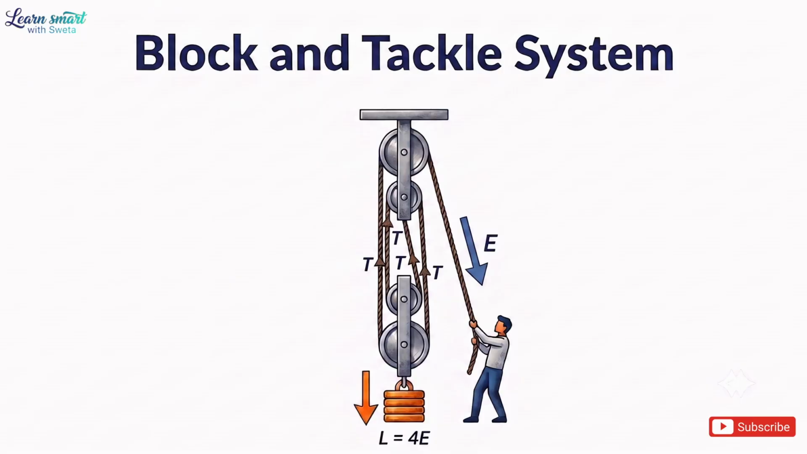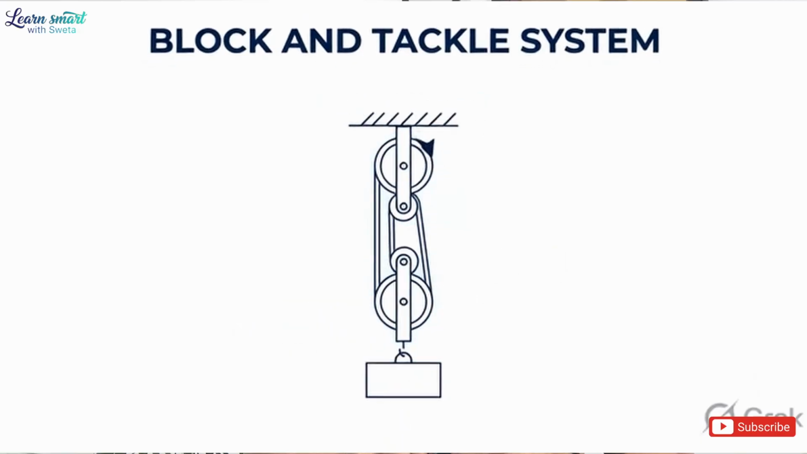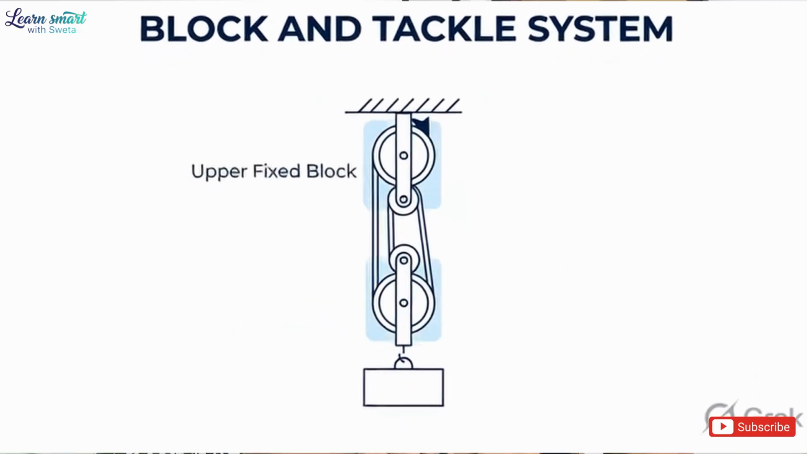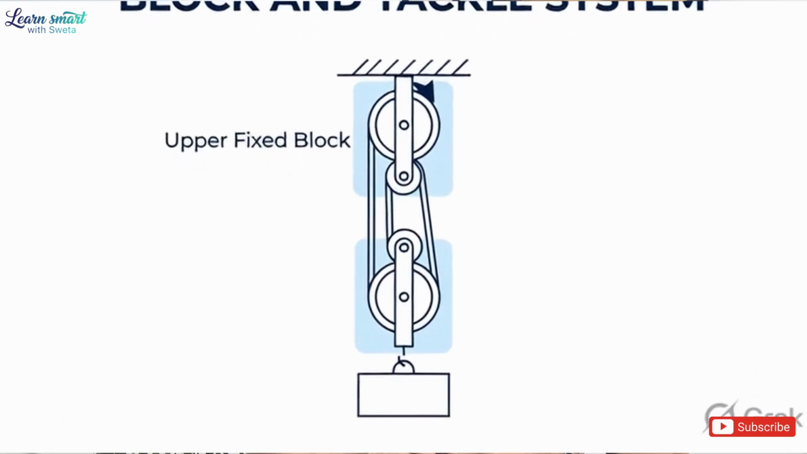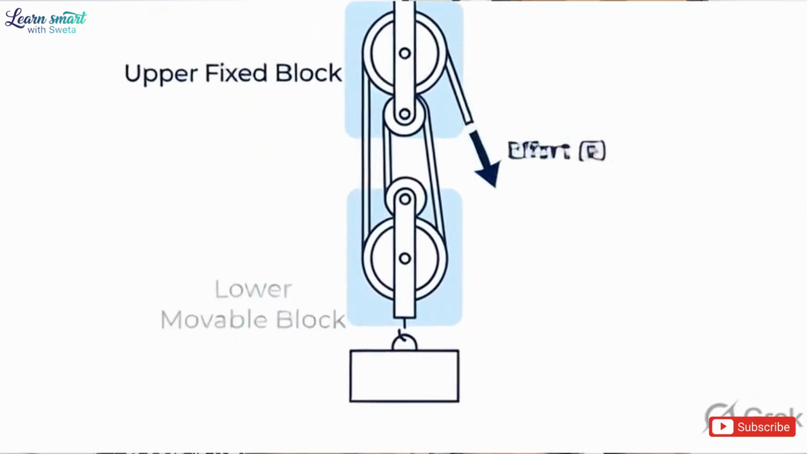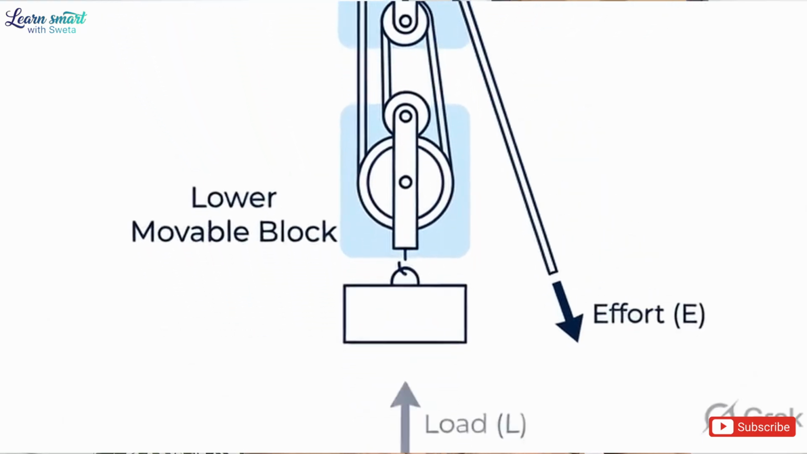Again, real systems always have friction and pulley weight. So mechanical advantage and efficiency are lower than their ideal values. The most important pulley system for the ICSE examination is the block and tackle system. Here the pulleys are arranged in 2 blocks. An upper fixed block and a lower movable block.